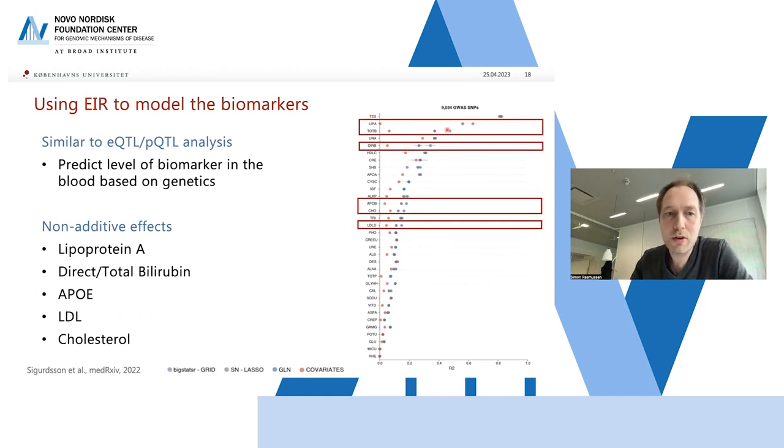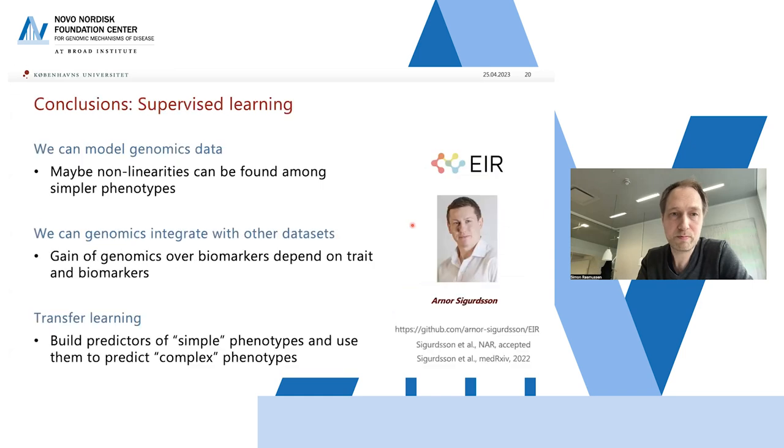And similarly here for two of the bilirubin measurements, also here for ApoB and cholesterol, and also for LDL. So it seems that we can actually identify more of this non-linearity. Some of this is from being better at modeling the covariates, but some of it is also because there are these non-linear effects, both in terms of dominance, as I showed before, but also these interactions.